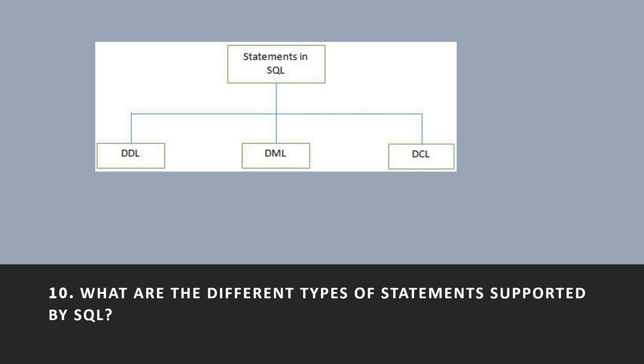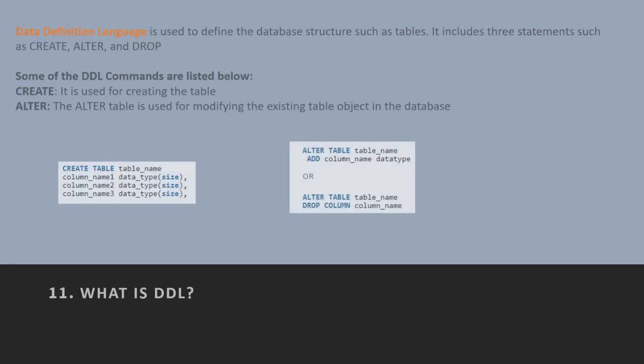Then DML, data manipulation language, which is used to manipulate the data in records, and DCL, data control language, the statements that are used to set privileges, or it is used to grant access permission for the specific user. So let's explain this one by one.